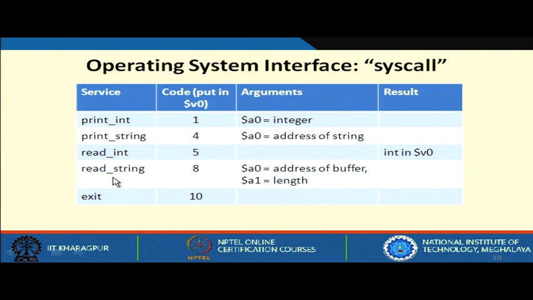Similarly, for read string, the code is 8, and in $a0 the address of the buffer where you want to read it is given, and how long a string you want to read is given in $a1. Also, the code for exit is 10, and after putting the required values in these registers, you have to do a syscall. Other system calls for floating point numbers also exist, which are not included here.